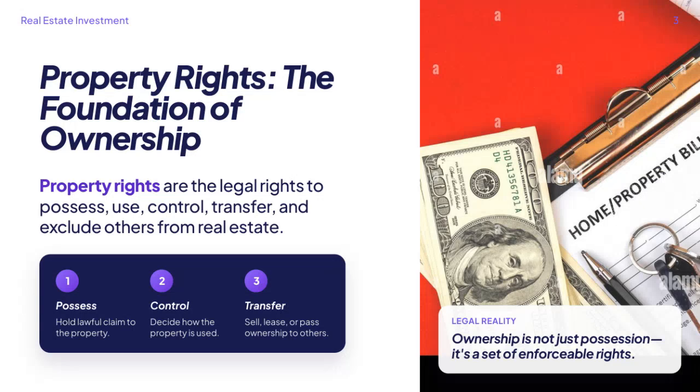Property rights are really the foundation of ownership when it comes to real estate. These rights give you the legal authority to possess, use, control, transfer, and even exclude others from your property. First, possession means you have a lawful claim to the property, so you're recognized as the rightful holder. Control means you get to decide how the property is used, whether that's living in it, leasing it, or developing it. Transfer is about your ability to sell, lease, or pass ownership to someone else. It's important to remember that ownership isn't just about physically holding the property. It's about having a set of enforceable legal rights that protect your interests. This legal reality is what really defines ownership in real estate investment.